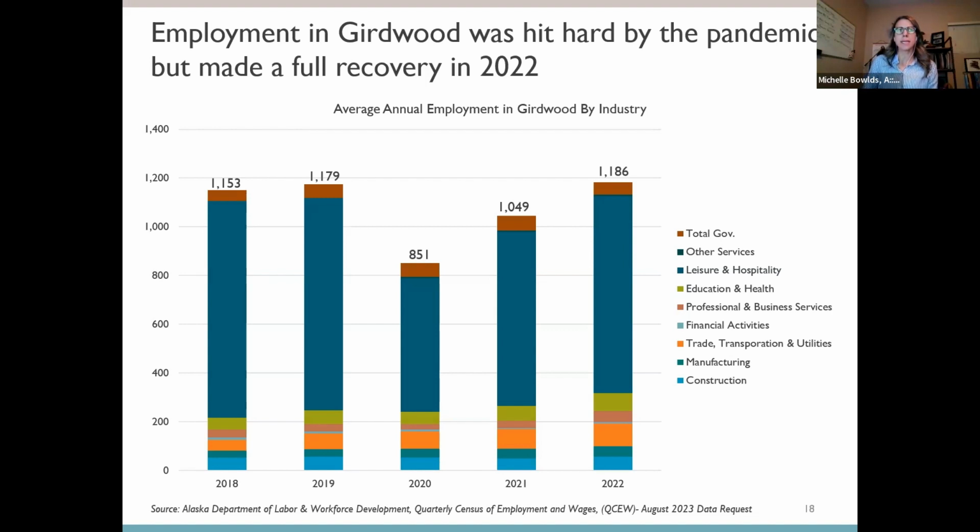And I will note this data was a direct data request that we got from the Department of Labor, which is based off of the quarterly census of employment and wages, or QCEW data. And that data reports employment by place of work. So this includes commuters who may not live in Girdwood as well. It's just counting the total employment that exists within Girdwood. So just a distinction to be aware of.